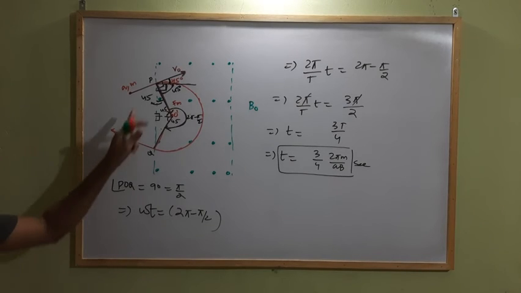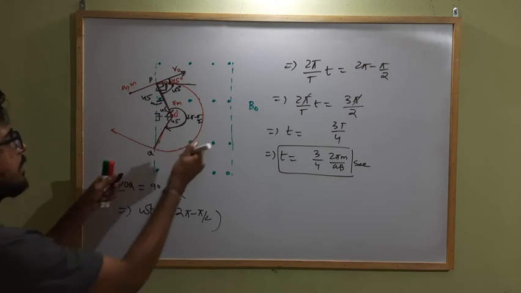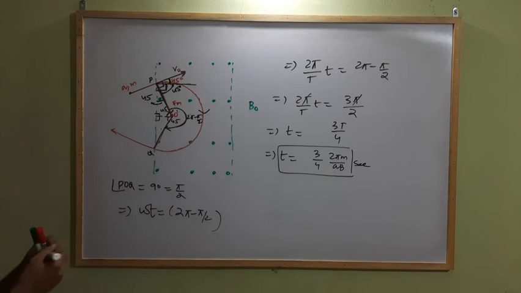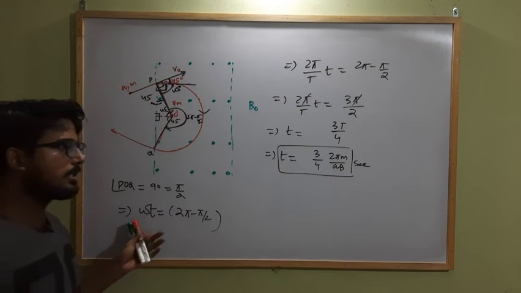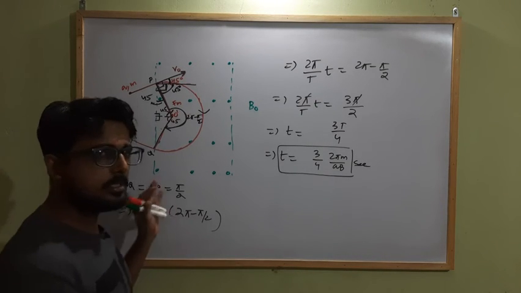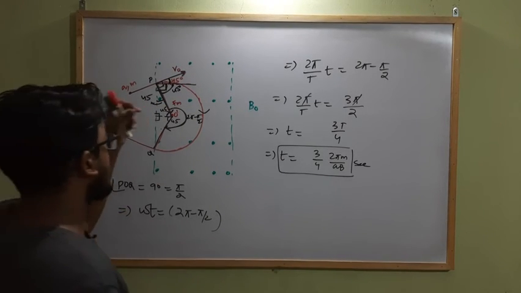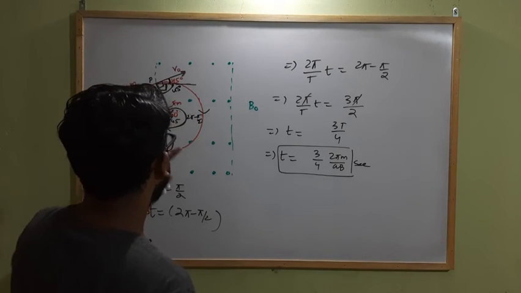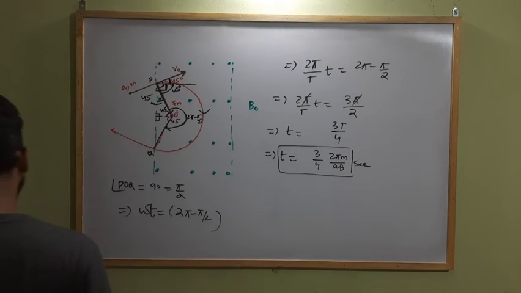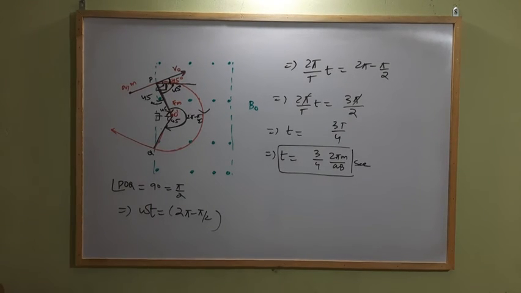Time interval up to which the charge particle will remain inside the magnetic field. Clear? So we can solve these questions now. If the time period is asking up to which a charge particle moving in a region of magnetic field will remain inside the magnetic field. Clear?